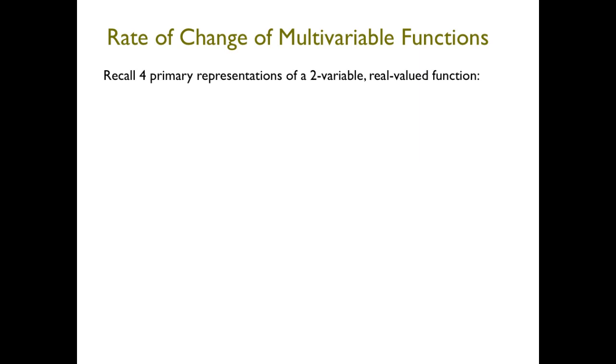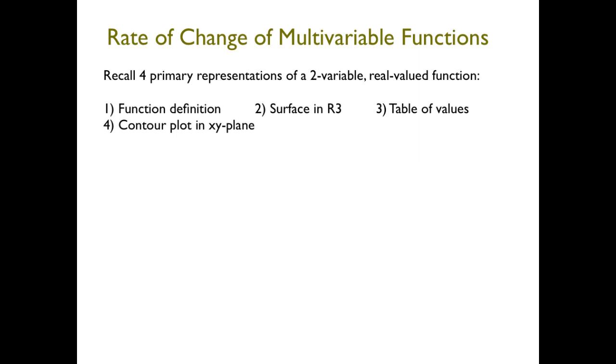Okay, so recall that we have four primary representations of these two variable real valued functions that we talked about last time: a function definition, a surface in R3, a table of values, and a contour plot. These are all ways to represent these functions of two variables. We're going to determine and analyze the partial derivatives in each of the contexts. So in each one of these contexts, what is it like thinking about partial derivatives and rate of change?